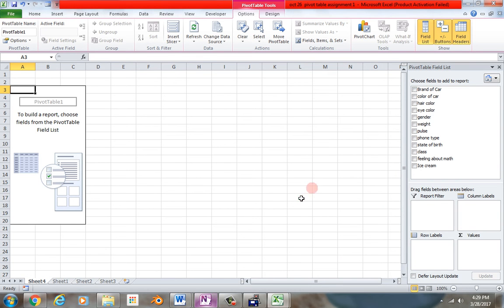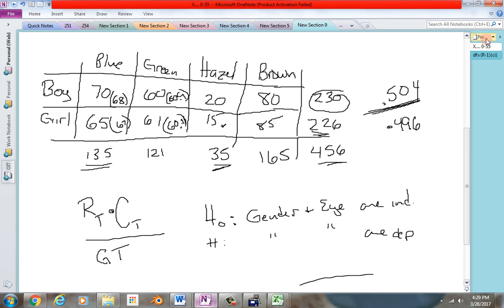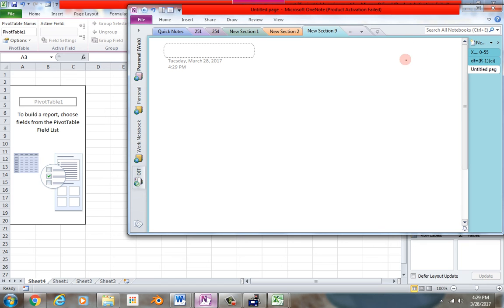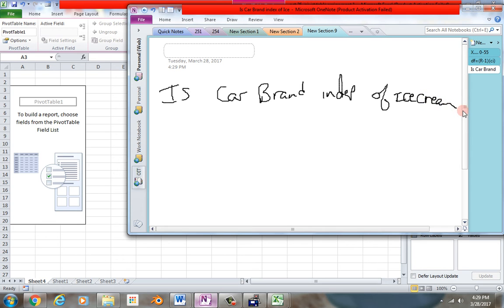Here we go. So what I might want to know is, is car brand independent of ice cream type? By the way, most of you would say, well, of course it is. Well, who would think it wouldn't be? Well, now wait a minute. No one said that there was any cause and effect relationship.